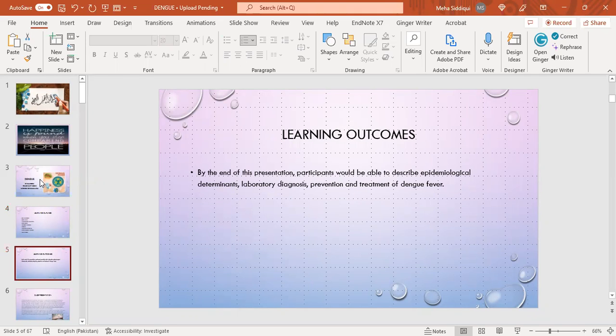Learning outcomes. By the end of this presentation, participants would be able to describe epidemiological determinants, laboratory diagnosis, prevention, and treatment of dengue fever.